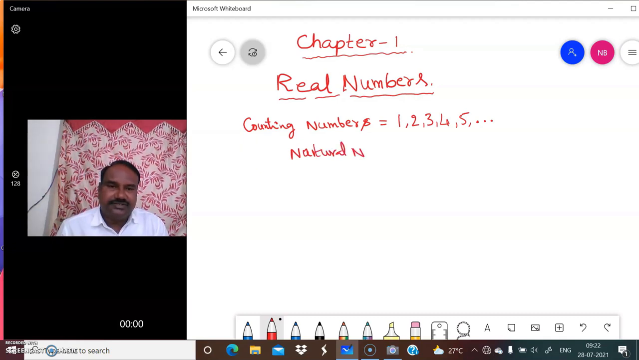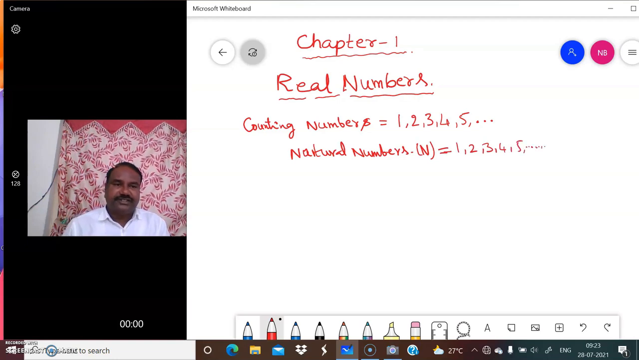Counting numbers are called natural numbers, denoted by capital N. Natural numbers, N, equal 1, 2, 3, 4, 5, and so on. There is no end for these natural numbers.